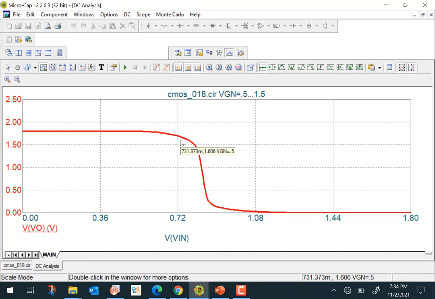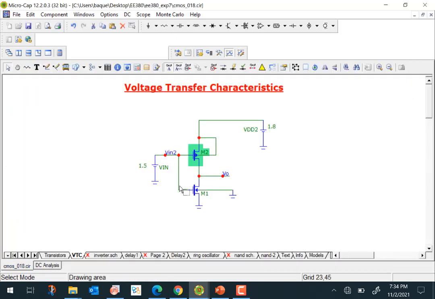And you can study, as before, noise margins as a function of the ratio of these two transistors here, and you can see how the noise margins change with this particular ratio. All right, so that's the voltage transfer characteristics.